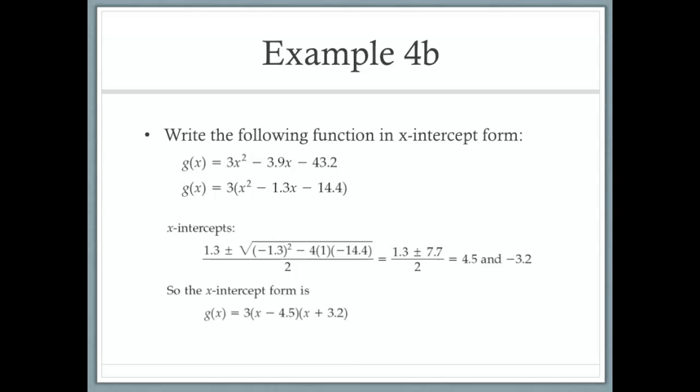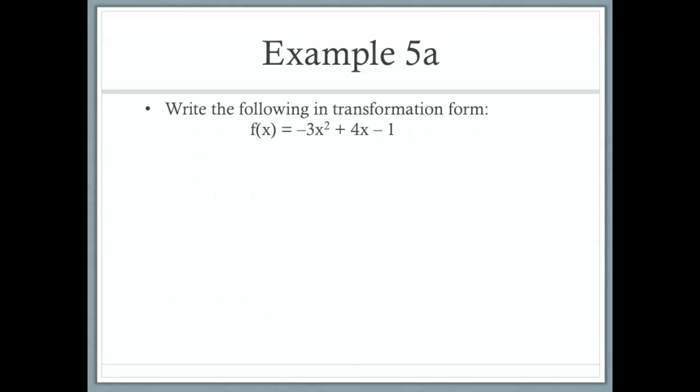Now the harder one to work with is getting something into transformation form. So here we have f of x equals negative 3x squared plus 4x minus 1. Now you'll remember that we worked with how you can complete the square. And so what we're going to do here is very similar to completing the square. Not quite the same, but similar.